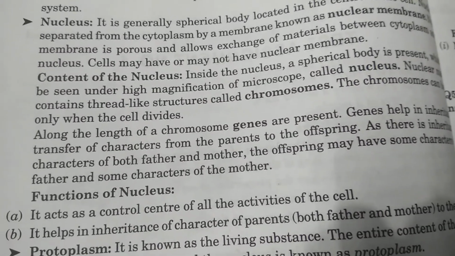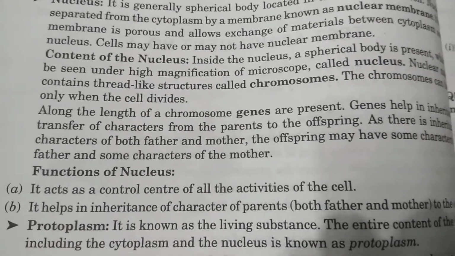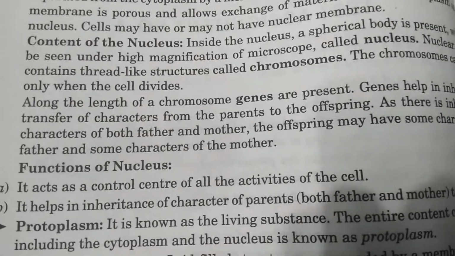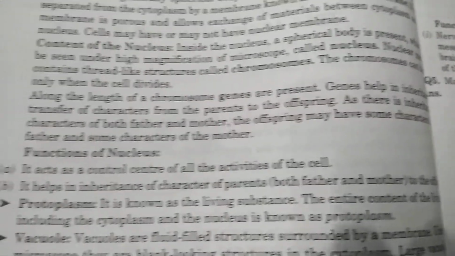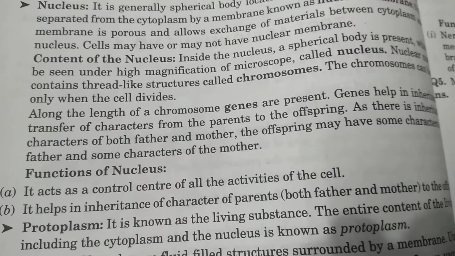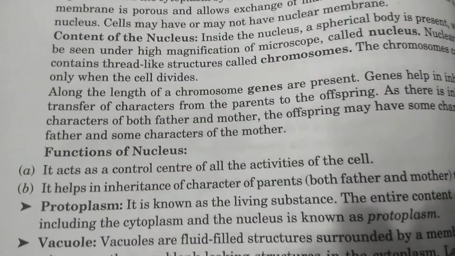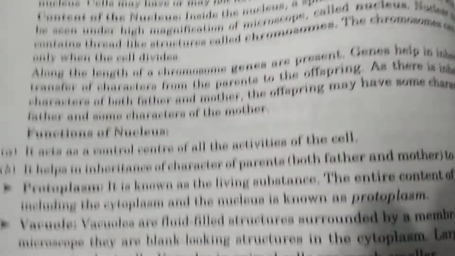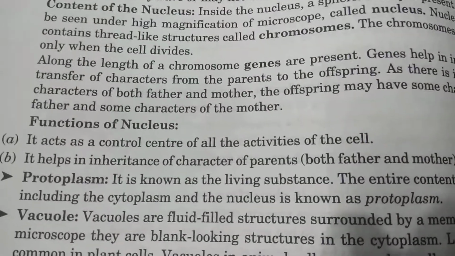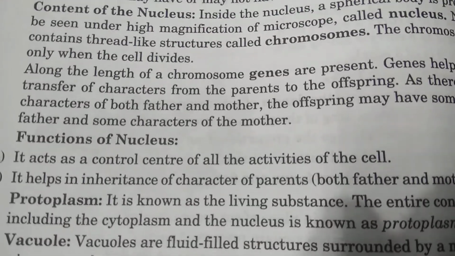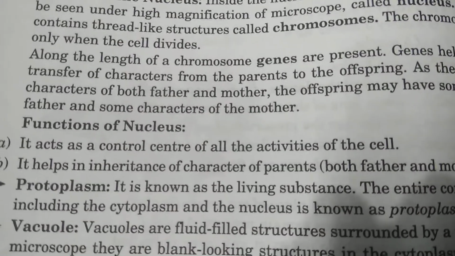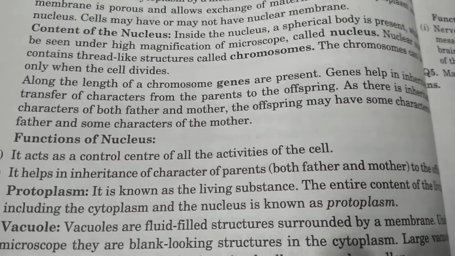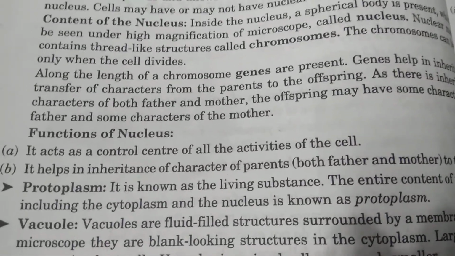The nucleus contains thread-like structures called chromosomes. The chromosomes can be seen only when the cell divides. Along the length of a chromosome, genes are present. Genes mean hereditary characteristics. For example, if the father has curly hair and the mother has straight hair, the child will either get curly hair or straight hair. Genes help in the transfer of characteristics from parents.